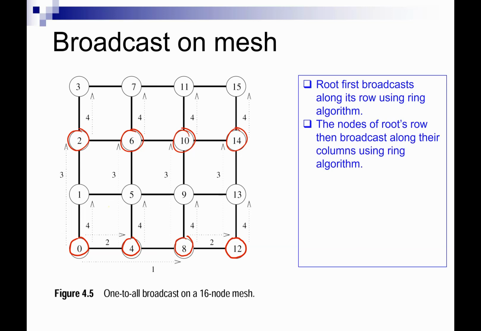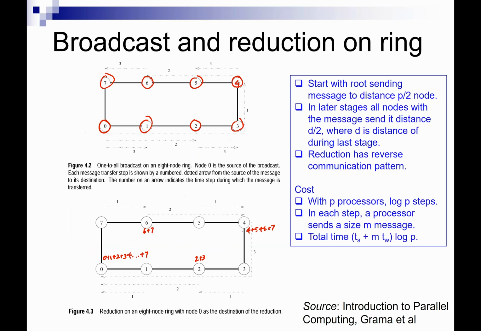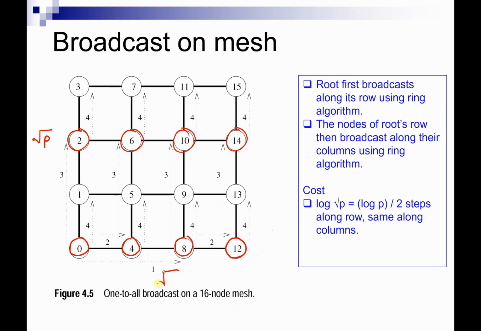So what is the cost of doing this? Previously we saw that the cost for broadcasting on the ring involves log P, where P is the number of processes taking part in this broadcast. Now for the mesh algorithm, the first thing we needed to do was to broadcast along the first row. If we have P processes in total, then the mesh has size root P by root P.